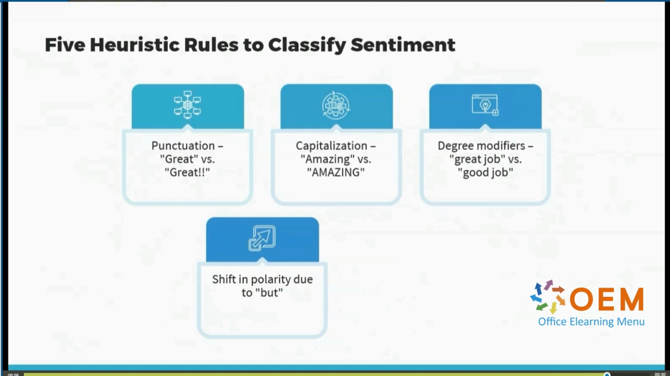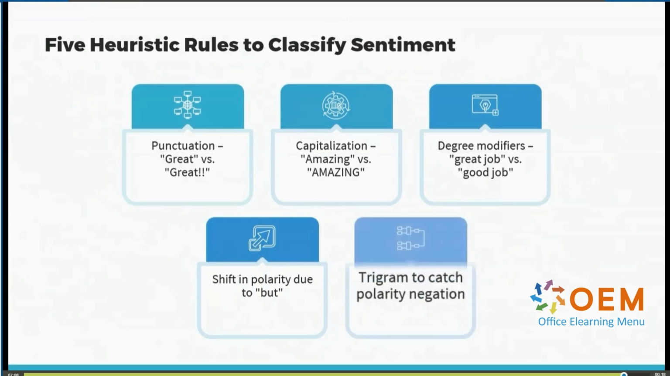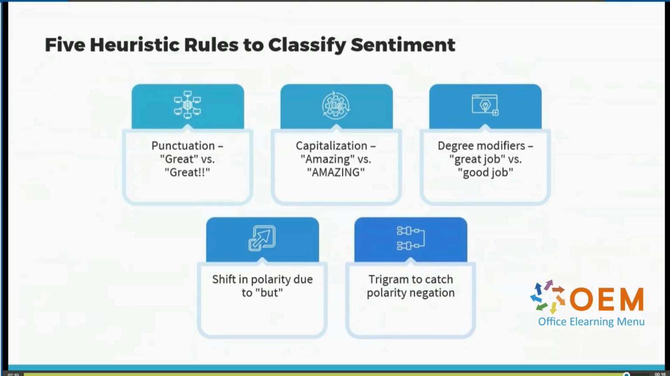VADER also accounts for shift in polarity in a sentence because of the presence of the word but. I enjoyed the experience, but the service was poor. The terms after the but are more important than the terms before the but. And finally, VADER uses trigrams to catch polarity negation. Trigrams are sequences of 3 contiguous words to catch negation that may exist in text.